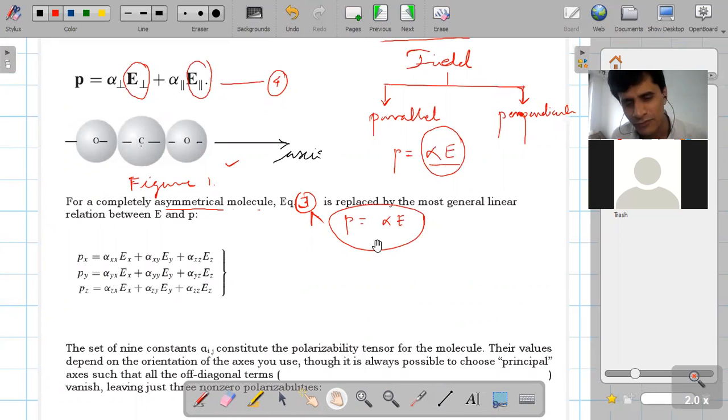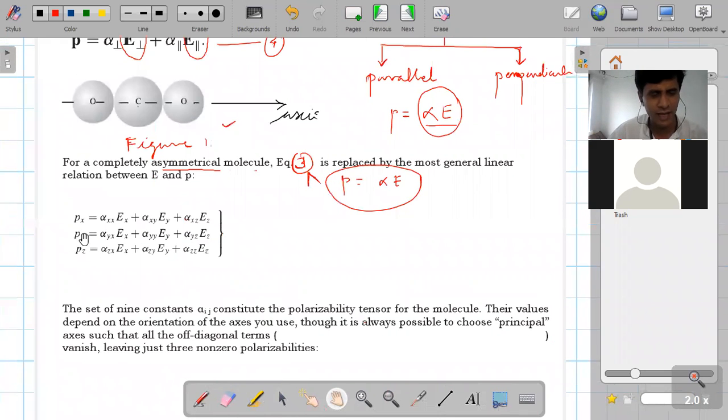We can replace with relation between E and B, and for asymmetric molecule, we can write dipole moment along x-axis, along y-axis, along z-axis, comprised of total 9 components. See, 1, 2, 3, 4, 5, 6, 7, 8, 9. Understood? See how many components there are? Components are 9. Therefore, in exam, for an asymmetric molecule, total number of components is equal to 9. Here I will underline.